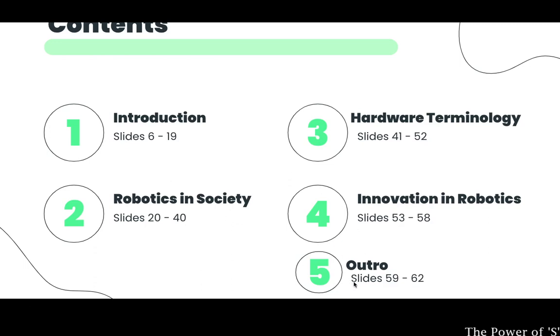So, contents. We have 5 main parts. Only 4, the 5th one's just there, but the first one's introduction from pages 6 to 19, robotics in our society 20 to 40, hardware terminology 41 to 52, innovation in robotics, which is 53 to 58, and an outro 59 to 62. All of these would look pretty cool because we both did spend quite a bit of time on this. So let's get into it.